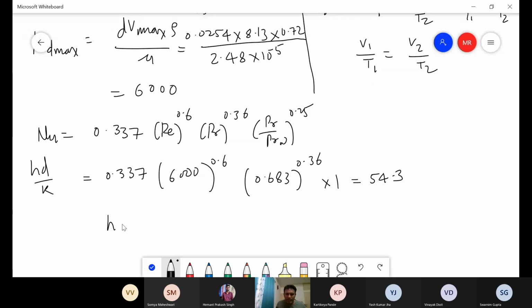So we can find out the new value of heat transfer coefficient, and the new value of heat transfer coefficient in this case comes out to be 54.3 into k.